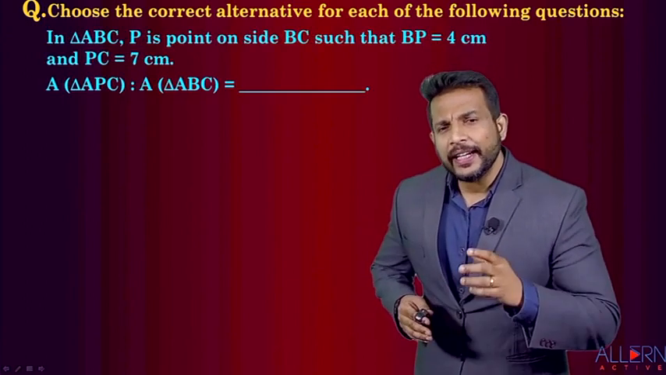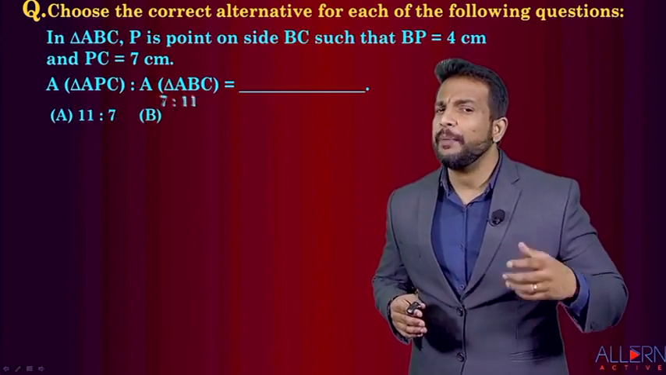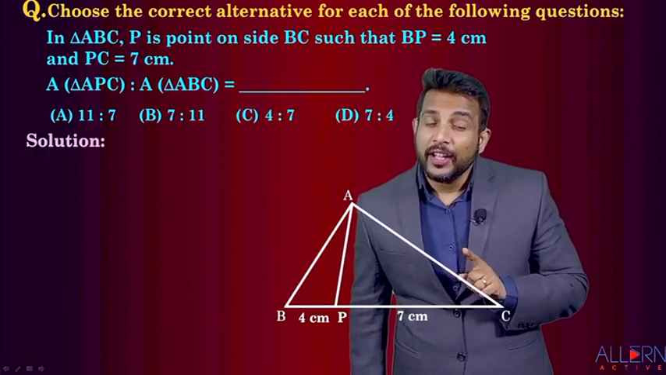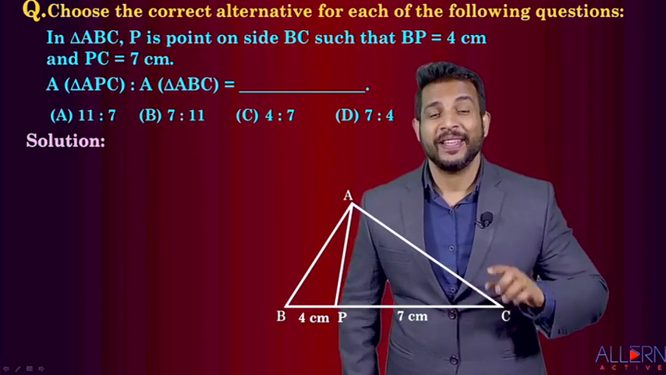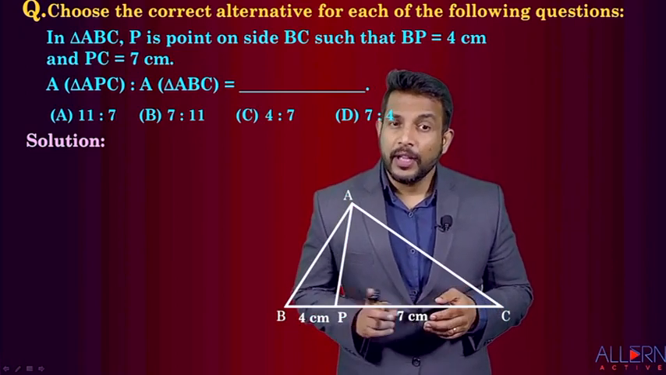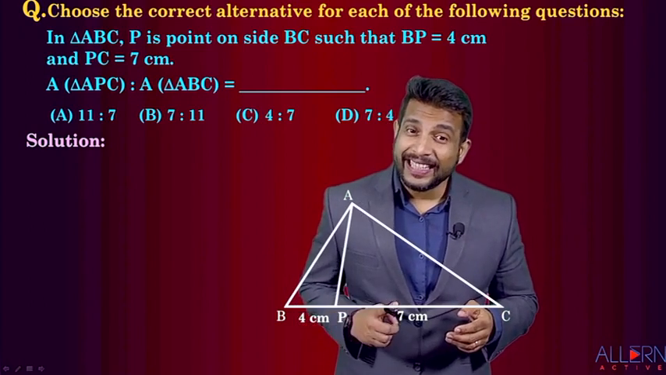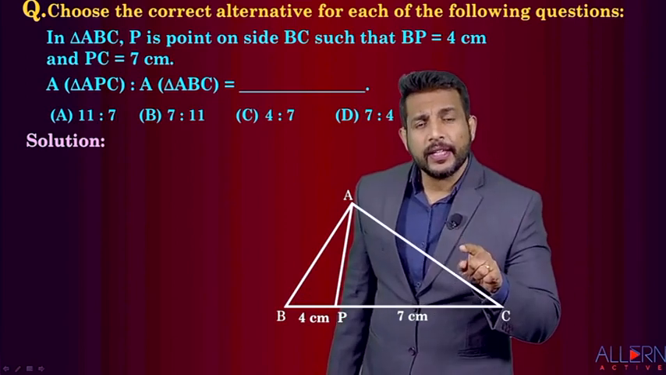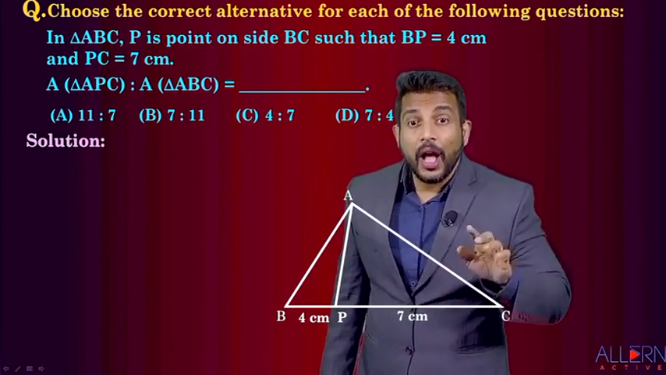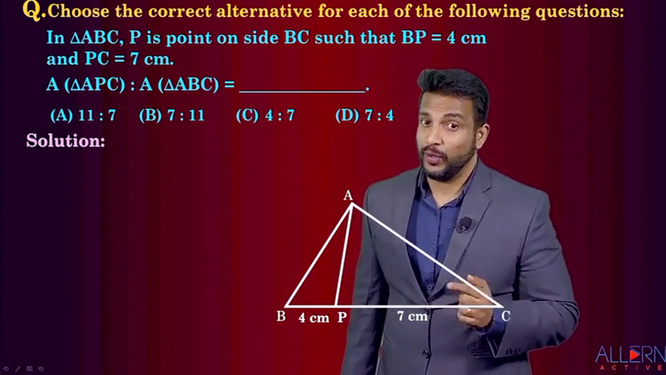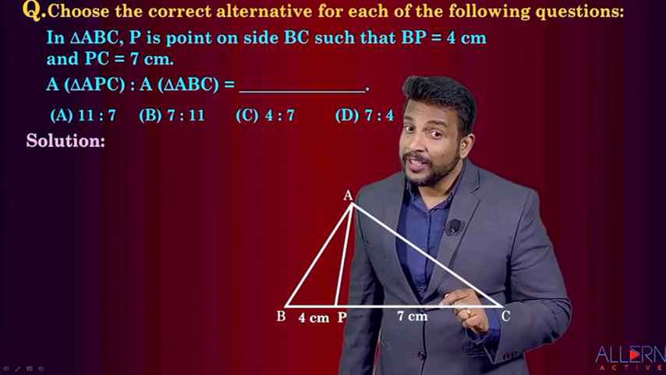It says that in triangle ABC, P is a point on side BC. That means we have a triangle where P is a point on that side BC. It says that BP is given as 4 and PC is given as 7. So if BP is 4 and PC is 7, that means how much is BC? We know BC is 11. Remember that. And they're asking us area of triangle APC upon area of triangle ABC, right? That is why we wanted BC. We know 11. APC, for that the base is 7, right?